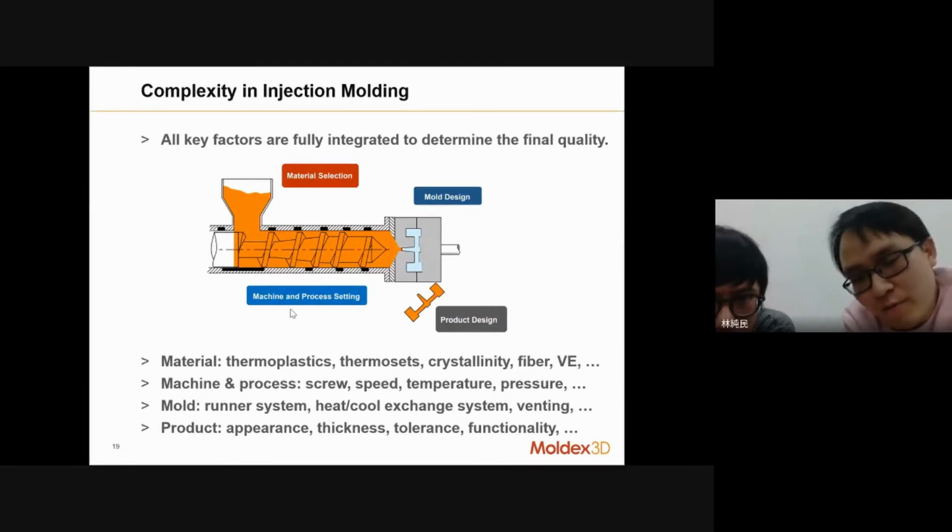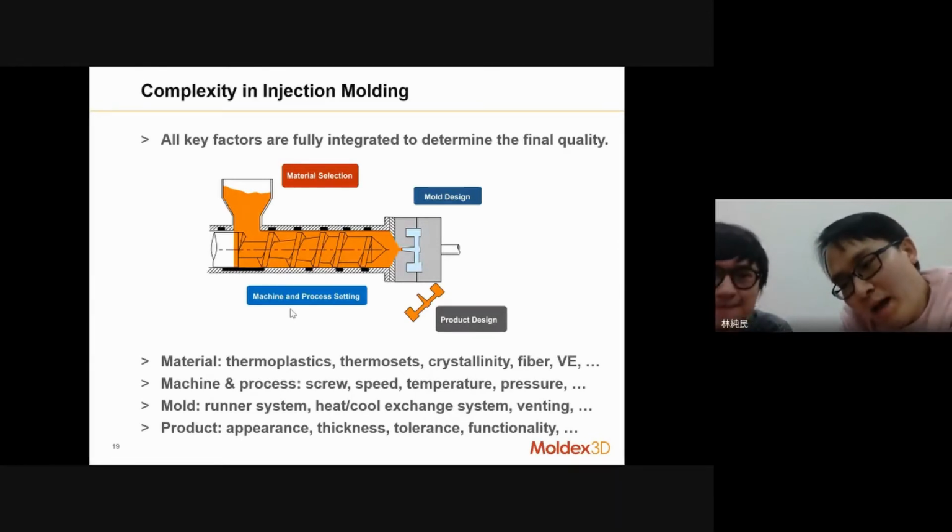As long as those four key factors are collected and are clear, and then when we input them in the simulation, everything is matched, everything is correct as the actual ones, so we can expect that the simulation accuracy will be high.